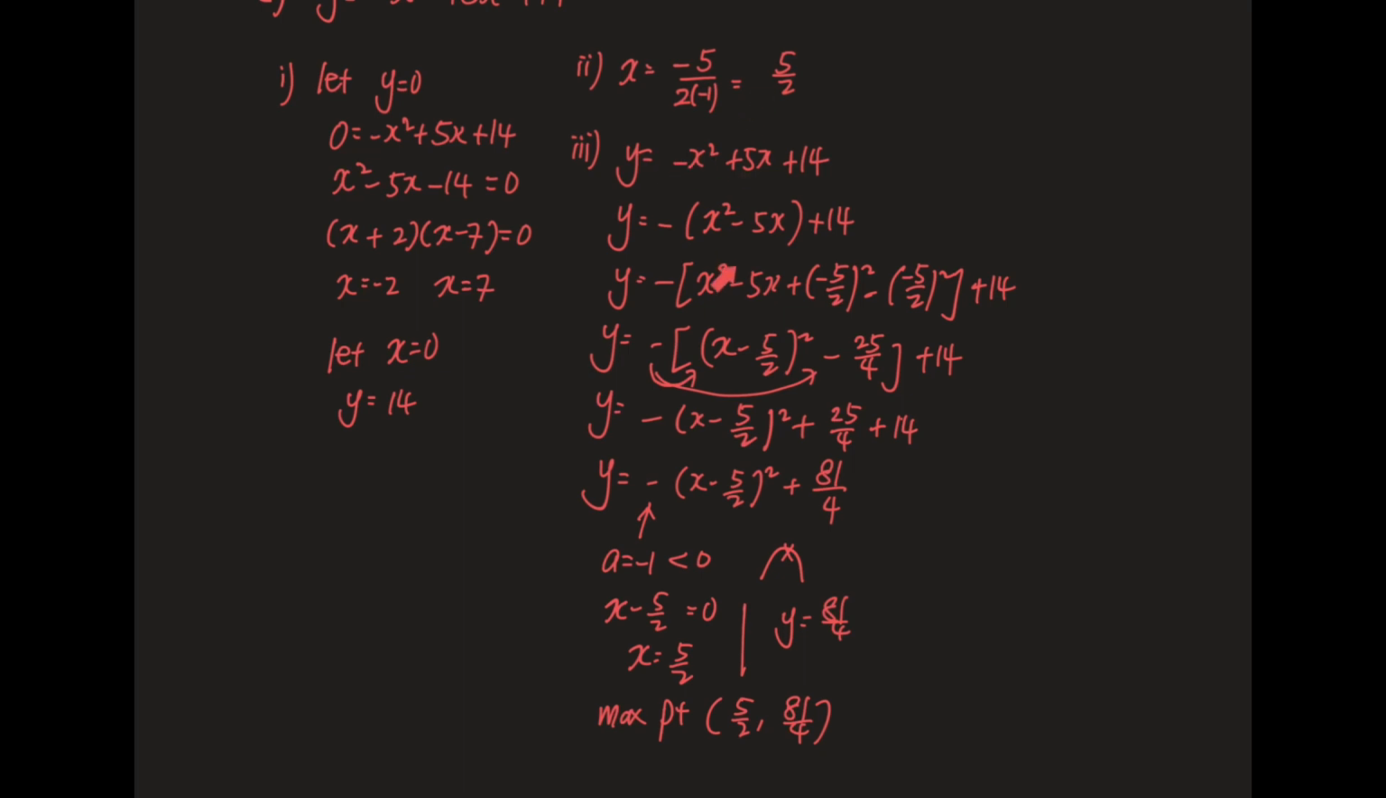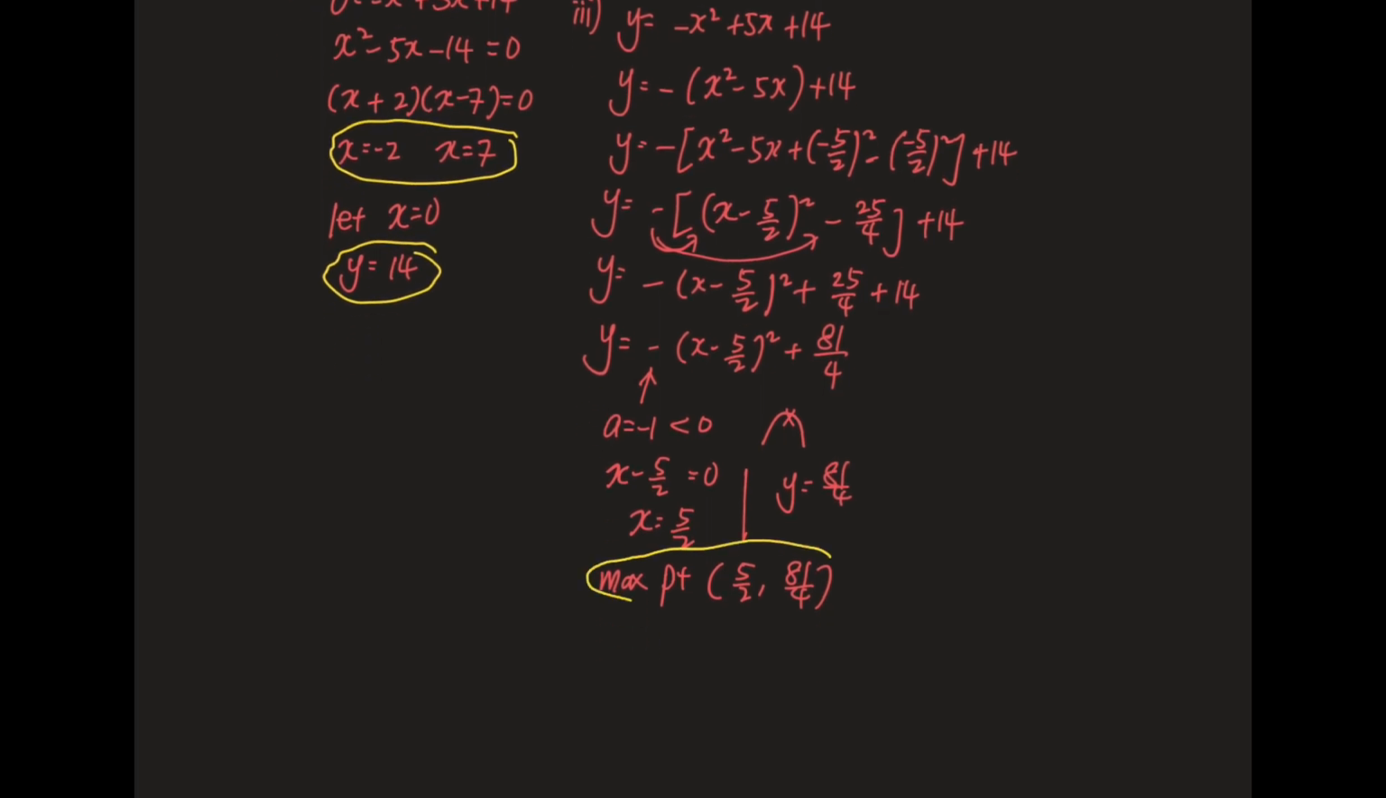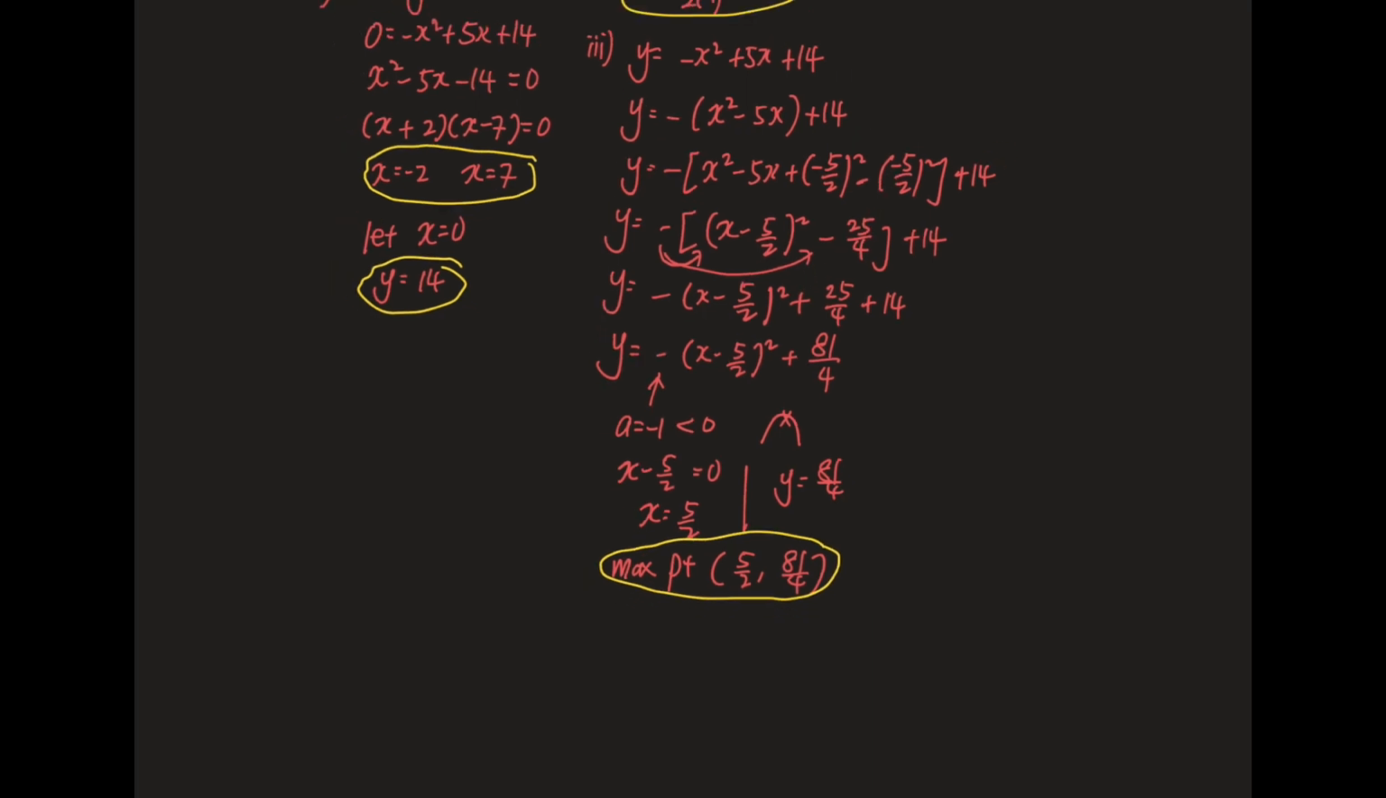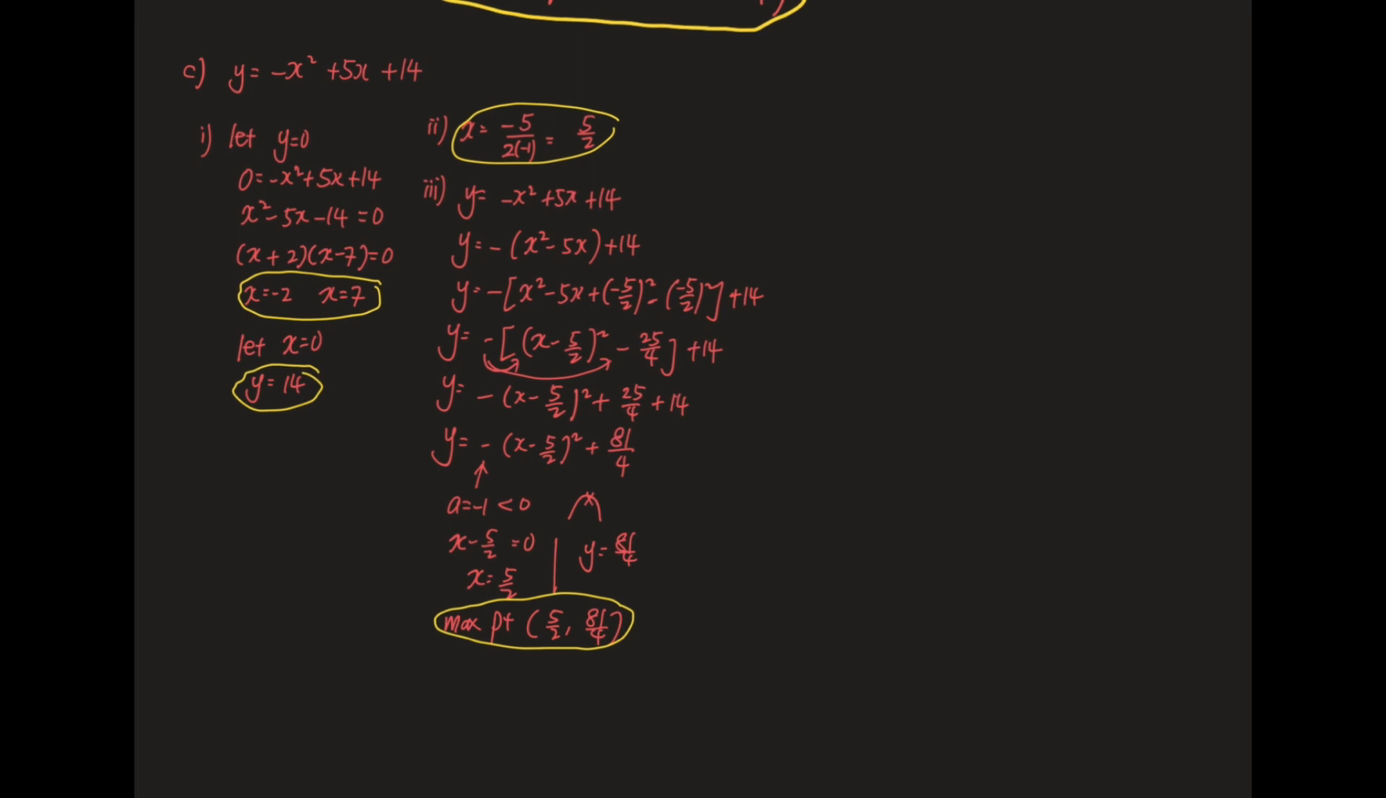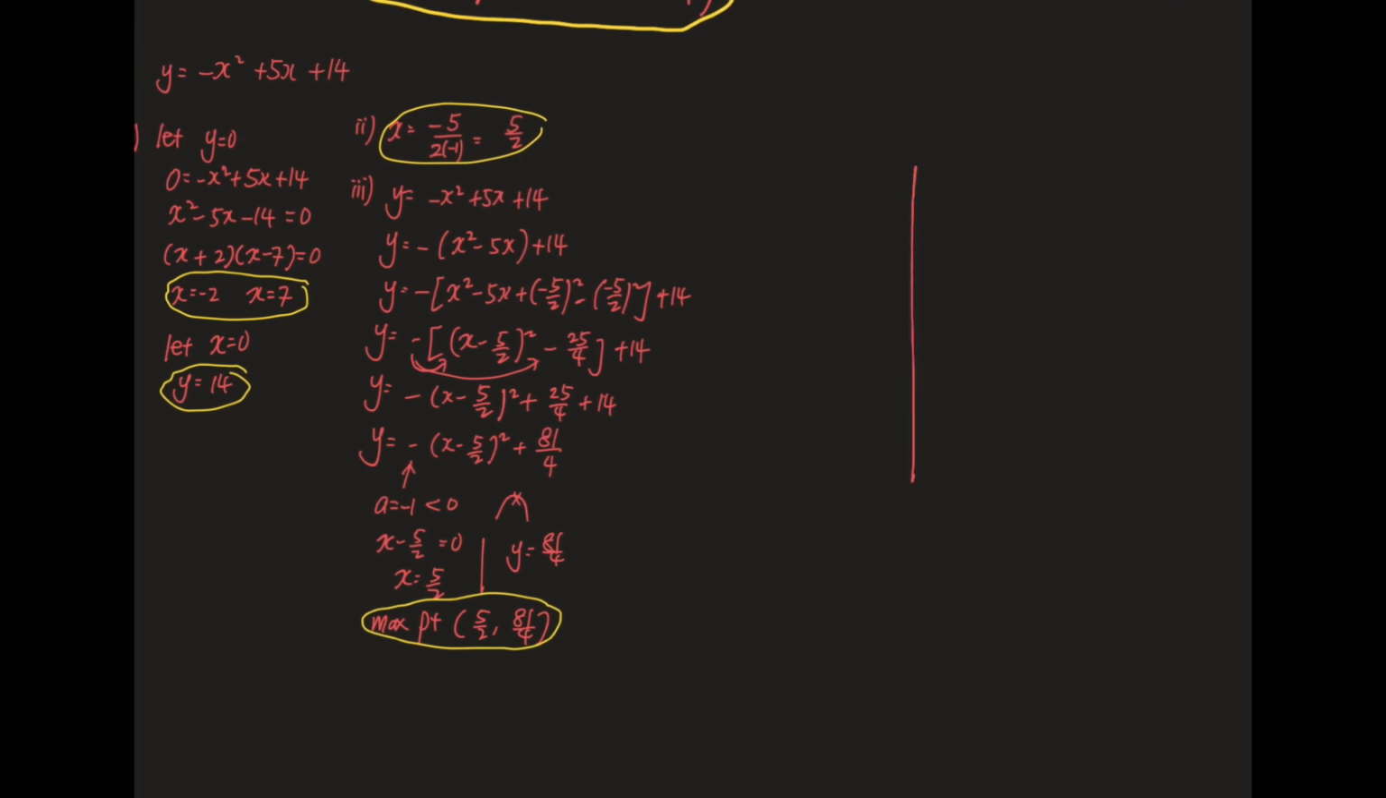Okay, then we double check again. We have to make sure our axis of symmetry 5 over 2 is the same as here, 5 over 2. Must be the same value. And now we have the x-intercepts here, y-intercept here, axis of symmetry, and the maximum point. So we use all this information to sketch the graph. I will sketch the graph here.